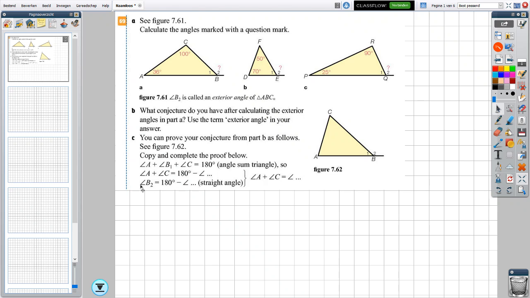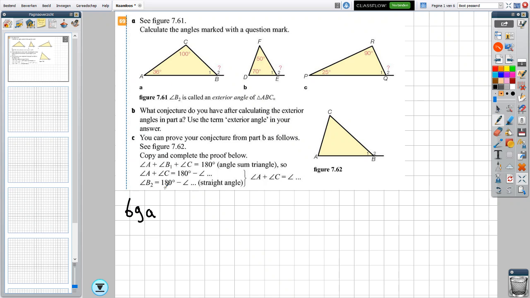We're going to take a look at exercise 69, your favorite exercise, from chapter 7.5. This one is about conjectures and proofs, vermoedens en bewijzen. They want you, with a little help of those steps right here, to prove that something is true. Well, let's take a look. They start with you just calculating the angles that they give you. That shouldn't be too difficult right now. I'm only going to show you this one with a calculation. Do the other ones for yourself if you want to.